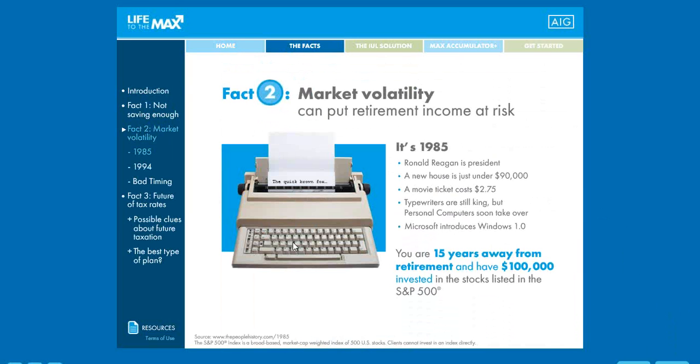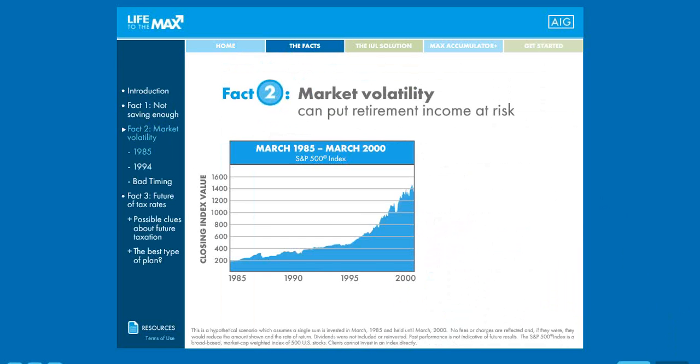Can you believe it? Let's say our client is, at this point in time, 15 years away from retirement, and they have $100,000 invested in stocks tracked by the S&P 500. What's going to happen? Well, 15 years later, your $100,000 would have grown to $850,000. That's 8.5 times your original investment. This works out to over a 15% annualized rate of return. That's pretty good.